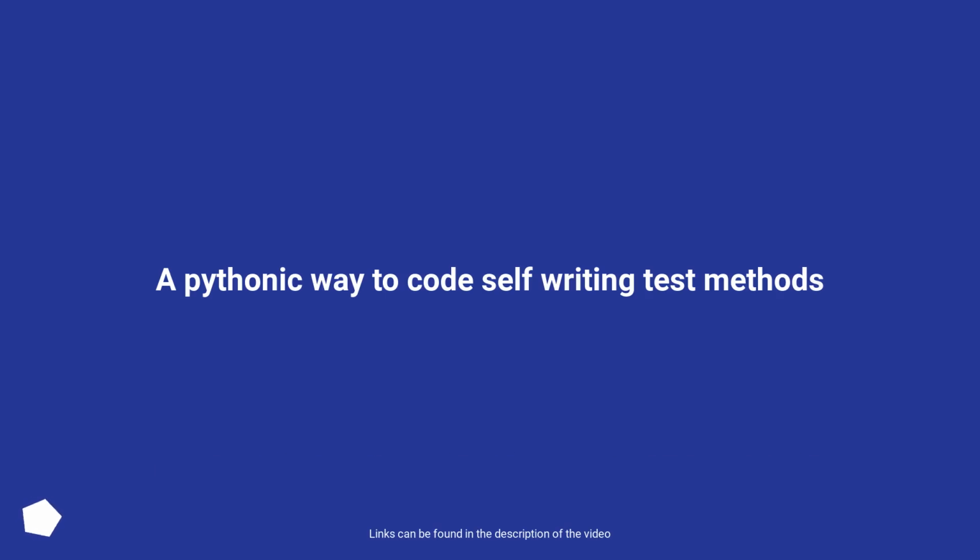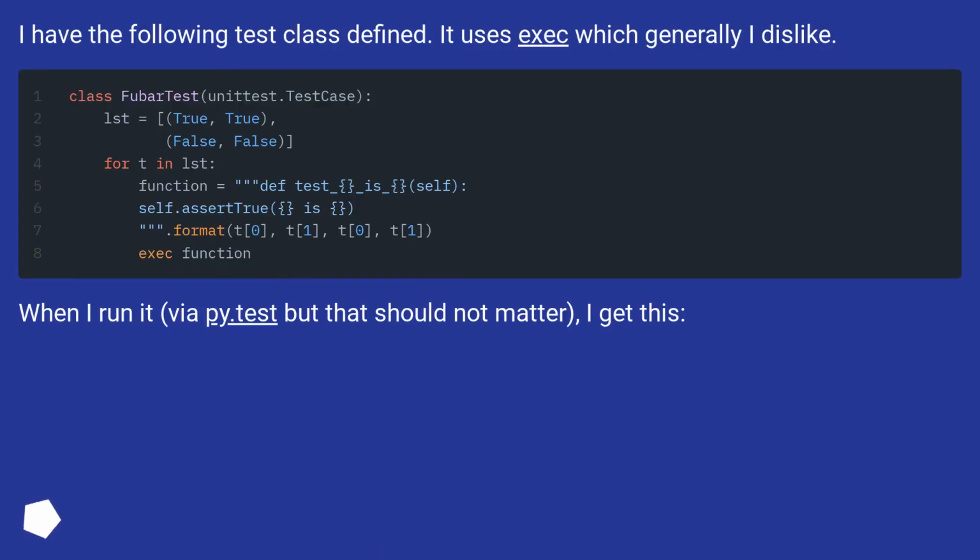A pythonic way to code self-writing test methods. I have the following test class defined. It uses exec, which generally I dislike. When I run it, via py.test, but that should not matter, I get this.